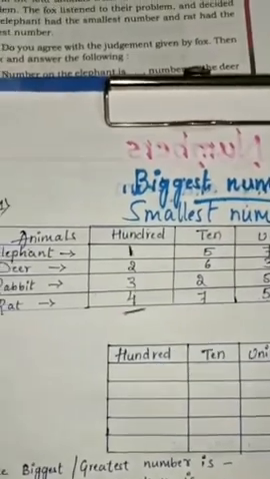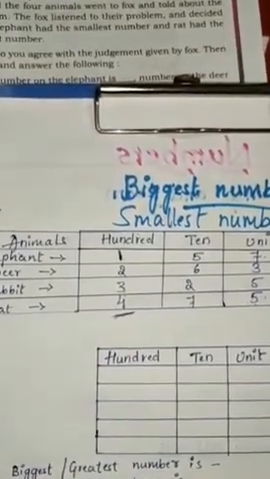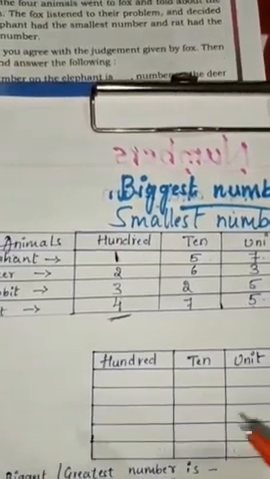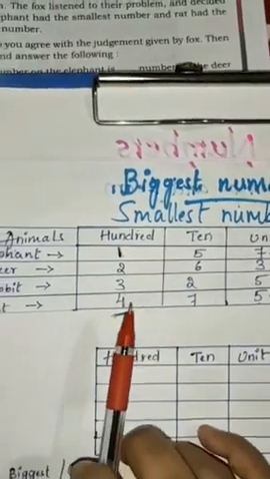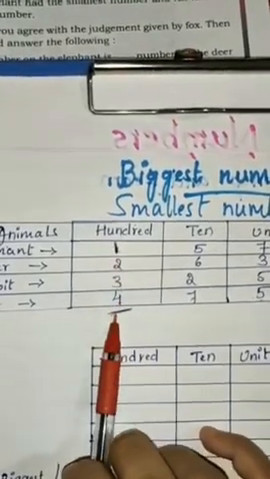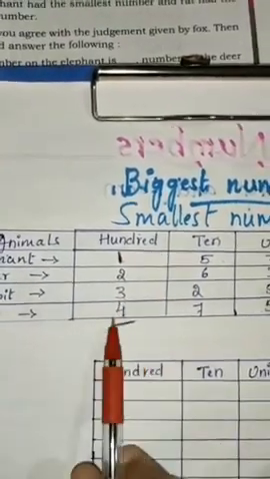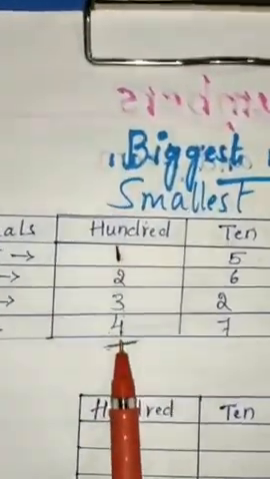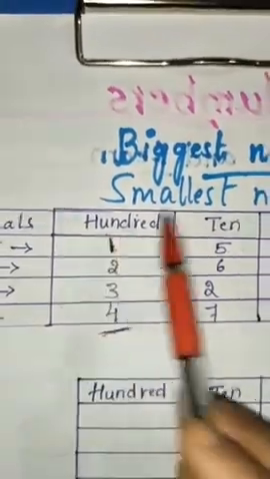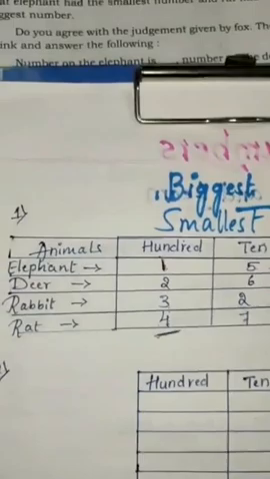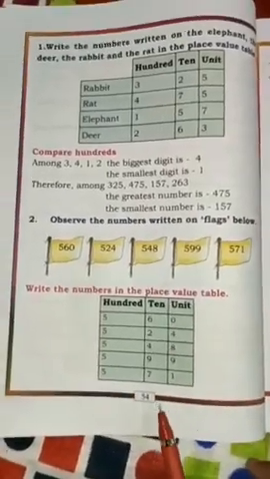Understood, children, how to check or how to write the biggest number and the smallest number? Yes, what we have to do? First we have to compare the digits from the highest place value, that is 100. Okay, you have to start comparing the digits from the 100 place. First you have to see all the digits present in the 100 place. Okay, let us take one more example. Okay, open your page number 57.